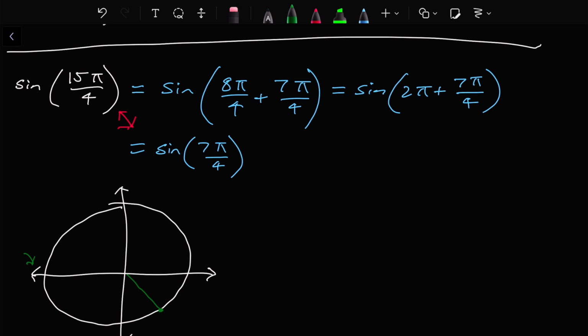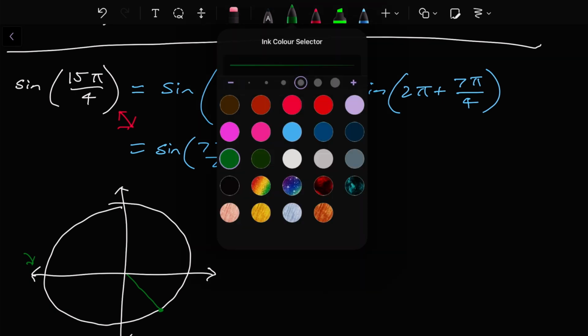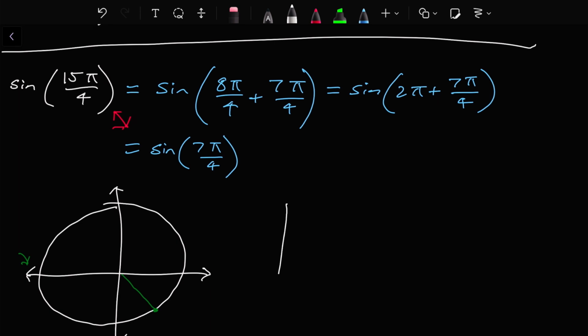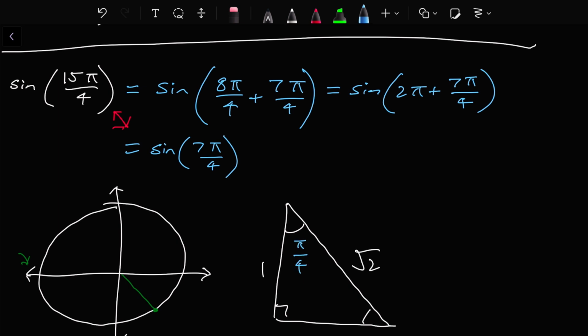I end up down here, and now I could draw the triangle, but again, I'm trying not to. I'm going to draw it on the side here instead. I know that there's an angle of pi on 4 in that triangle, which means I'm going to be using this exact value triangle: 1, 1, root 2, pi on 4, pi on 4. I know that's pi on 4, and then that extrapolates to this big triangle over here.